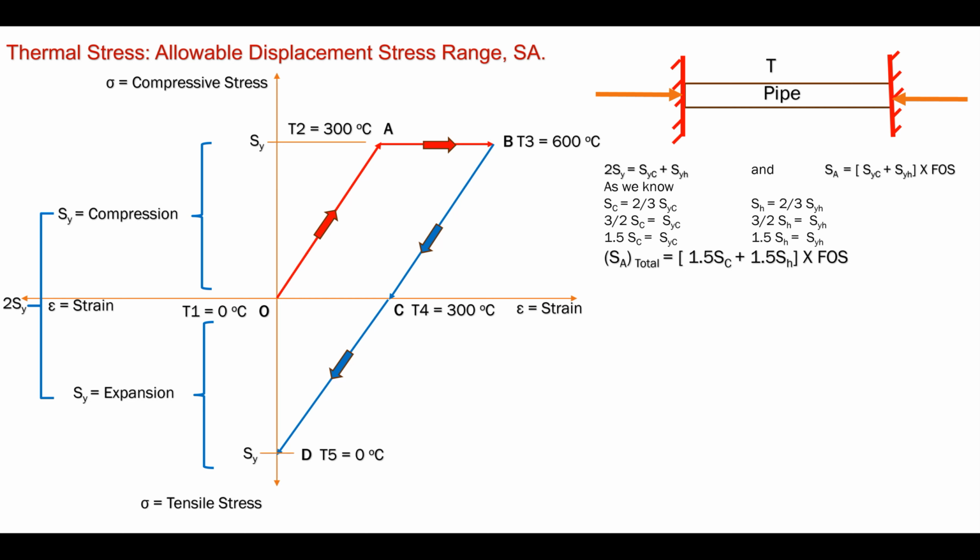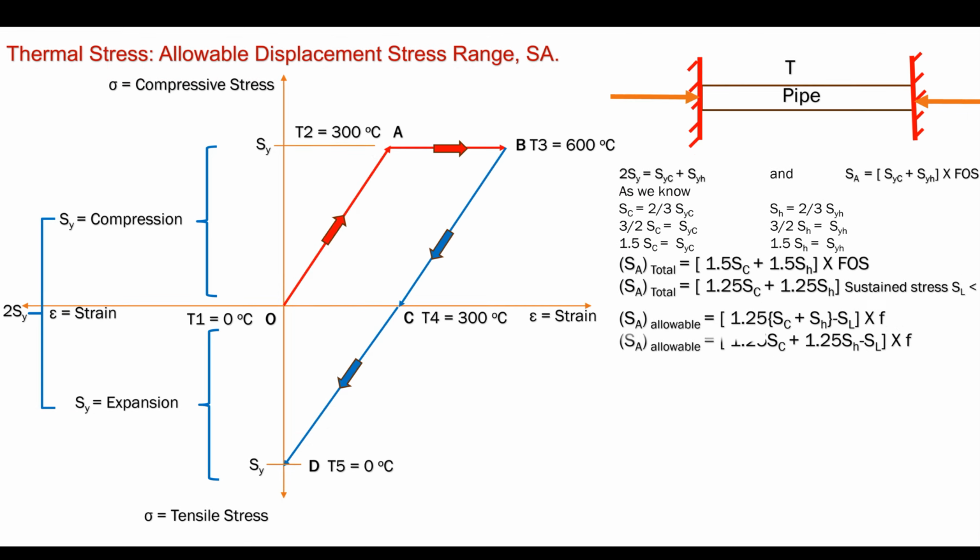It means based on ASME B31.3, after applying the factor of safety, the total allowable stress will be 1.25 times SC plus 1.25 times SH. And as we know, the sustained stress SL is less than SH. So the allowable displacement stress range SA is equal to 1.25 times SC plus SH minus SL into F, where F is the cyclic stress reduction factor.